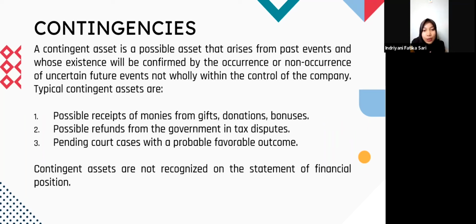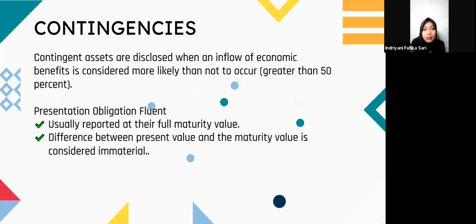Contingent assets are not recognized on the statement of financial position. Contingent assets are disclosed when an inflow of economic benefit is considered more likely than not to occur, greater than 50%. Presentation: obligation funds are usually reported at their full maturity value. The difference between present value and maturity value is considered immaterial.